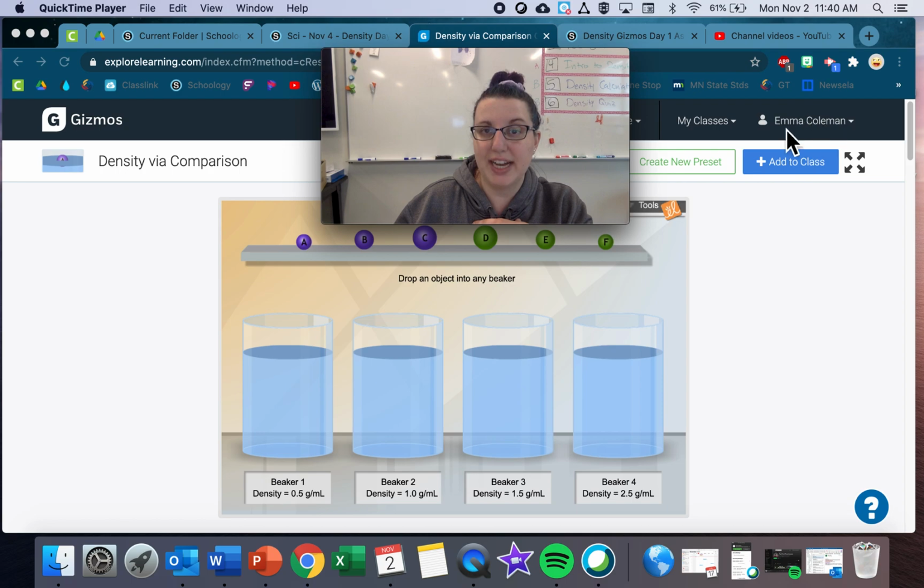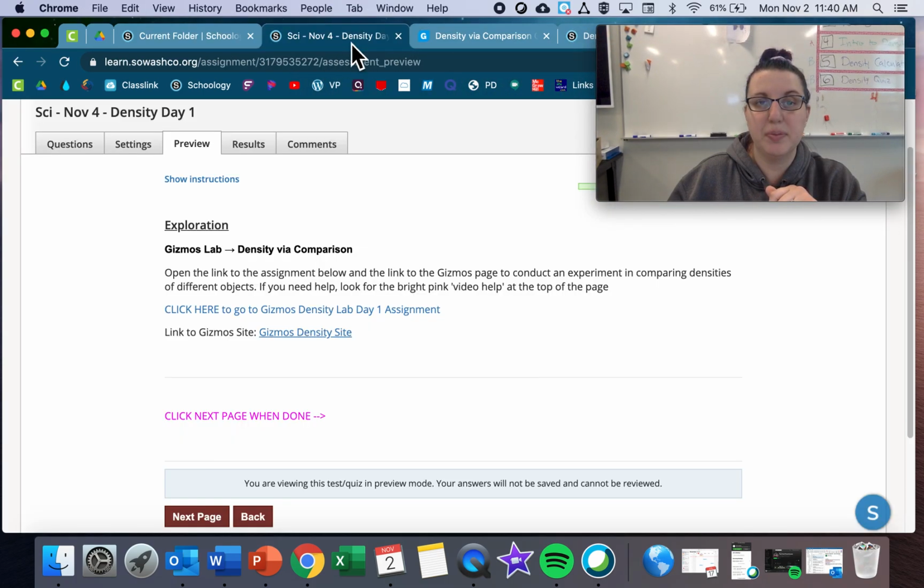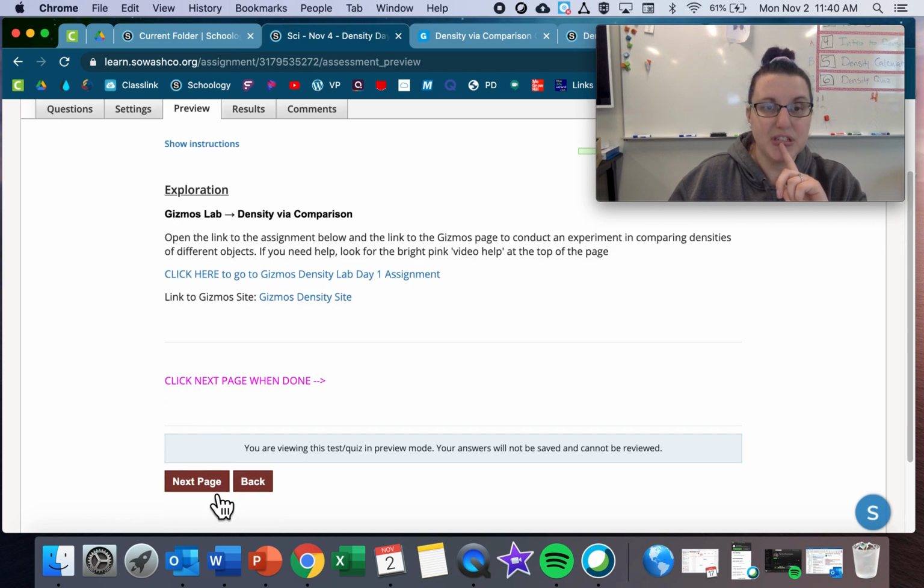Always double check that you're logged in. If you don't log in, you're gonna get like a 5-minute timer and then all of a sudden you'll run out of time and most likely you didn't get it done in 5 minutes. So make sure that you're logged in, otherwise it'll time you out. So you have both of those going. So that is what you're doing first.